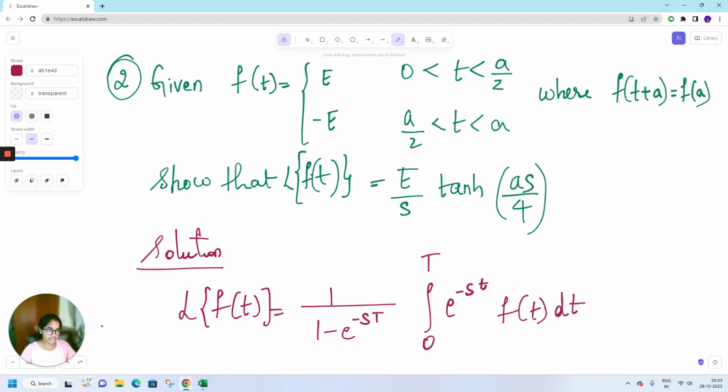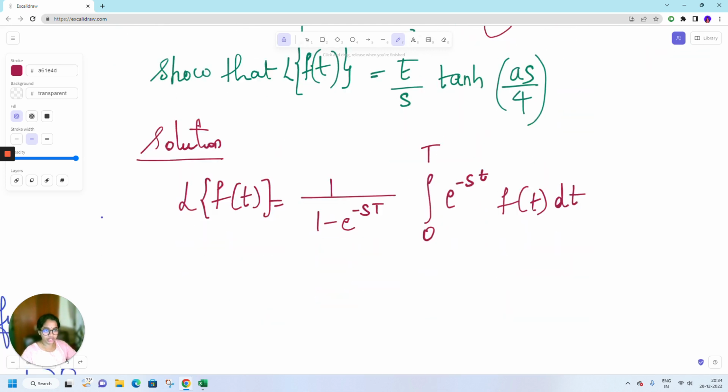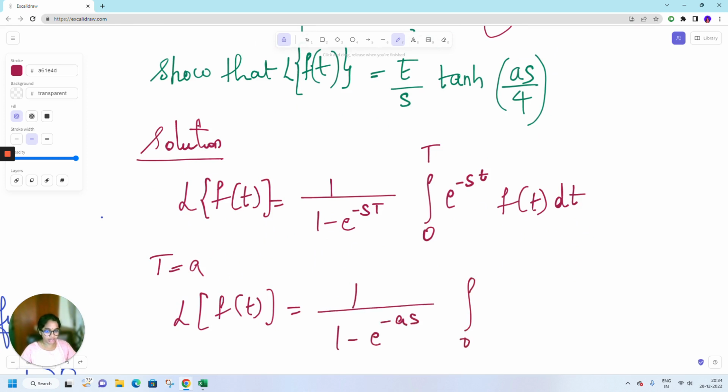Okay, what is the second step? You have to identify capital T. What is capital T in the given question? Whatever you have, this last interval, that would be our capital T. Yes. So let me mark it here. This is our capital T. Okay. So the next step is substitute the T value. Yes. Laplace of f of t is equal to 1 divided by 1 minus e power minus as, 0 to a, e power minus st f of t dt.